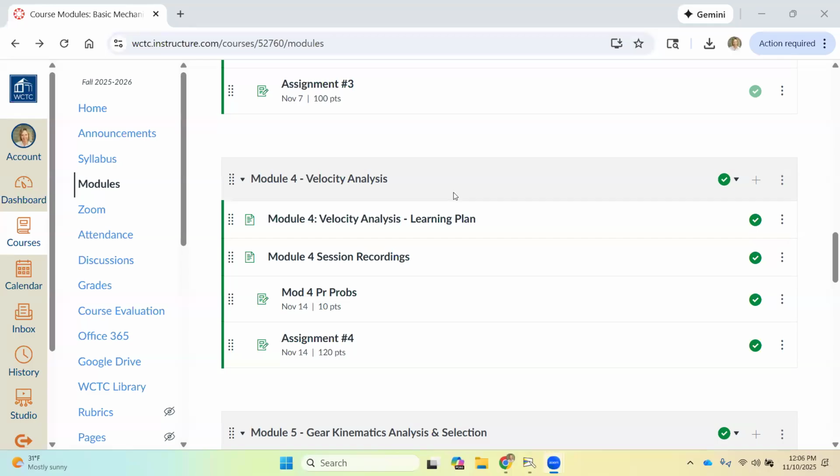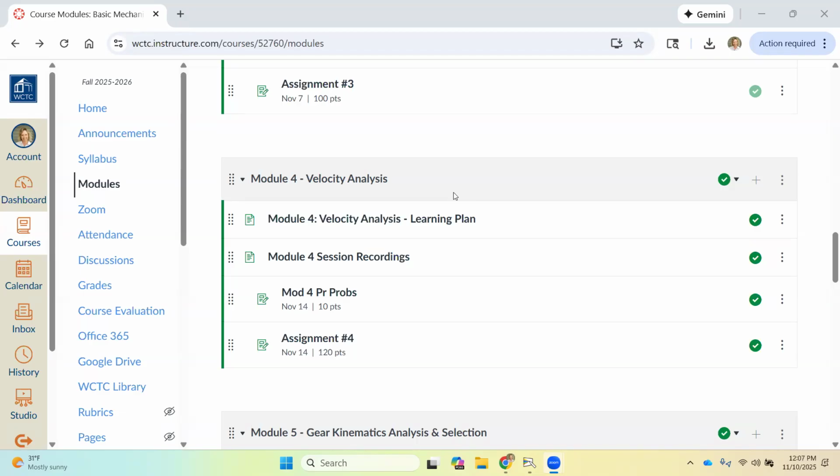All right, here we are. Module 4 is going to be the next module that we look at here in basic mechanisms. Module 4, as you can see, is going to be velocity analysis. So now we're going to be looking at not only how do things move around, but how fast they are moving.